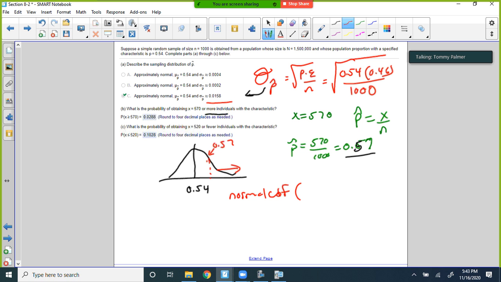Normal CDF, so we'd say, okay, 0.57, 1e99, that's our upper limit, right? Comma, the mean is 0.54, and then we have a standard deviation of 0.0158. When we do that, ladies and gentlemen, we should get 0.0288. Okay?